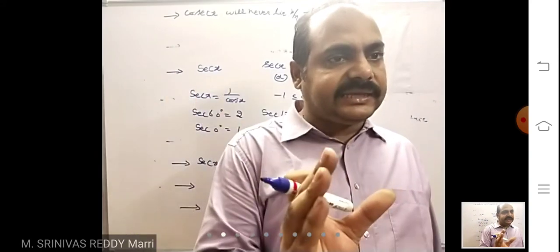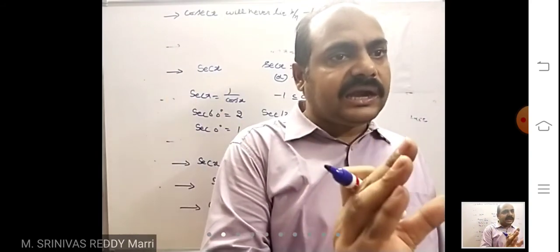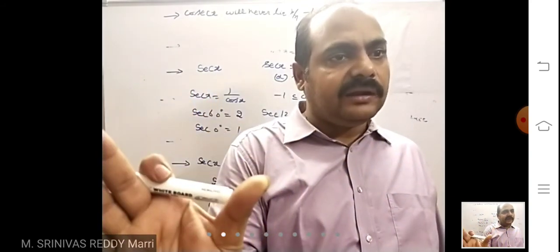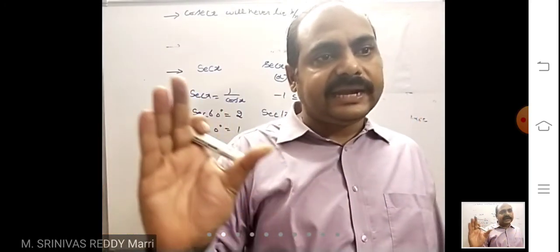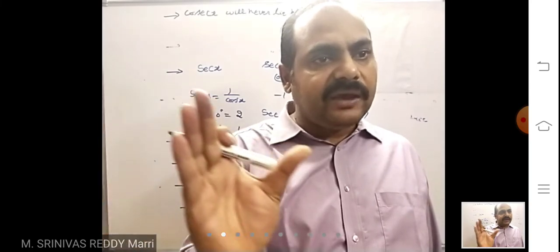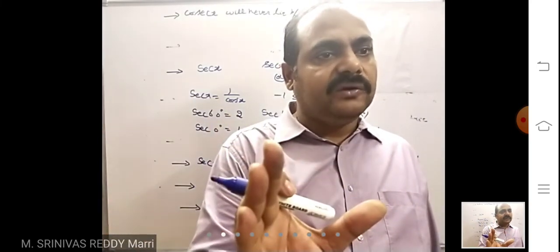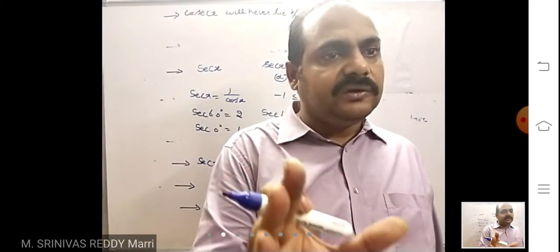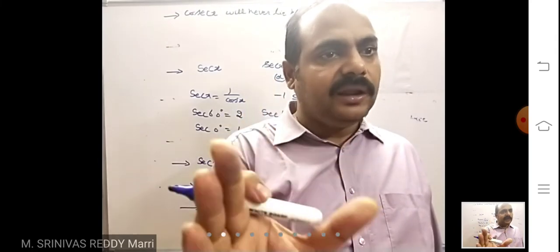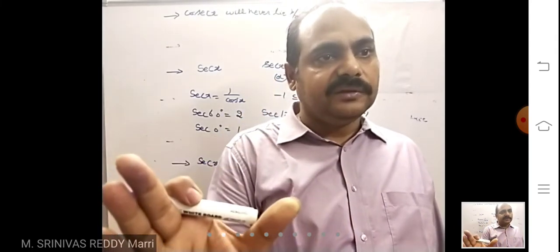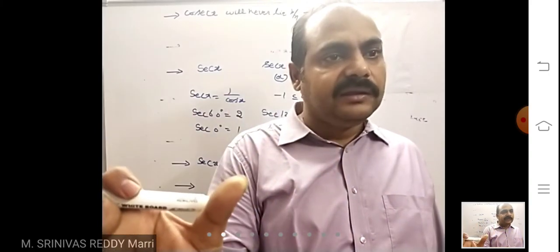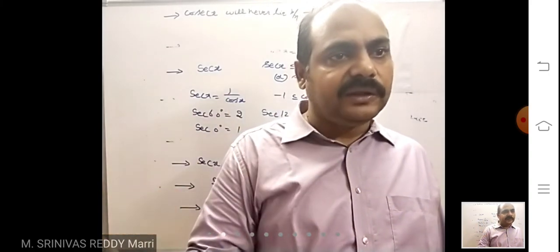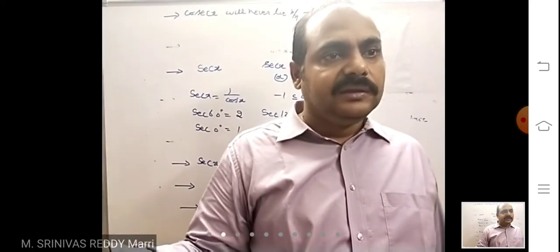Like that, secant x. Secant x will not lie between minus 1 and 1. Secant x will be less than or equal to minus 1 or greater than or equal to 1. Suppose I have given that secant x equal to 1 by 2. Is it possible? Not possible, because it lies between minus 1 and 1. So it is not possible. Answer is not possible. Right?